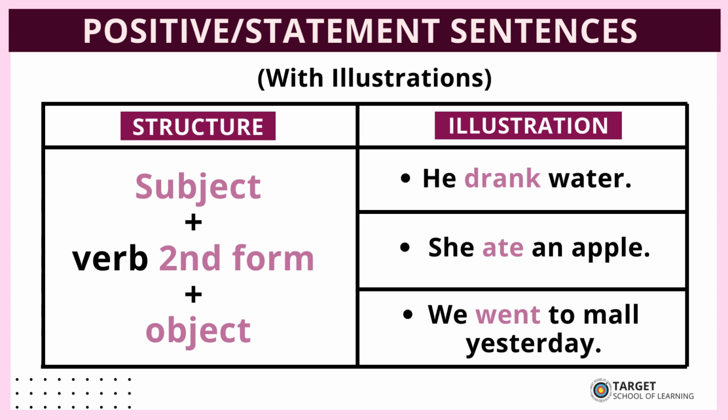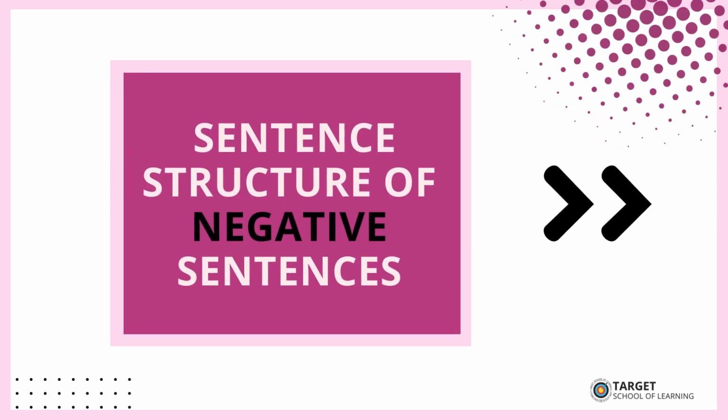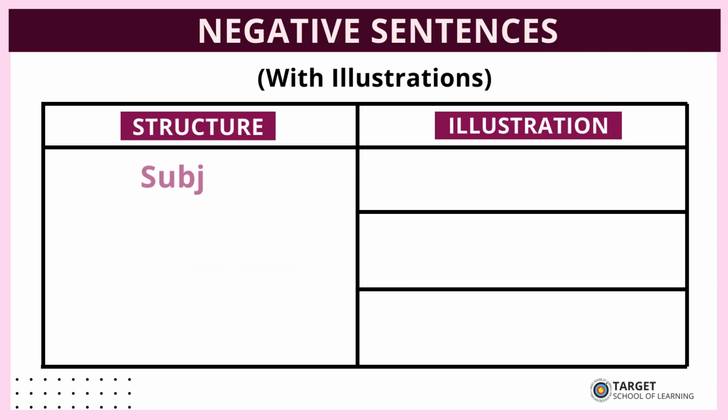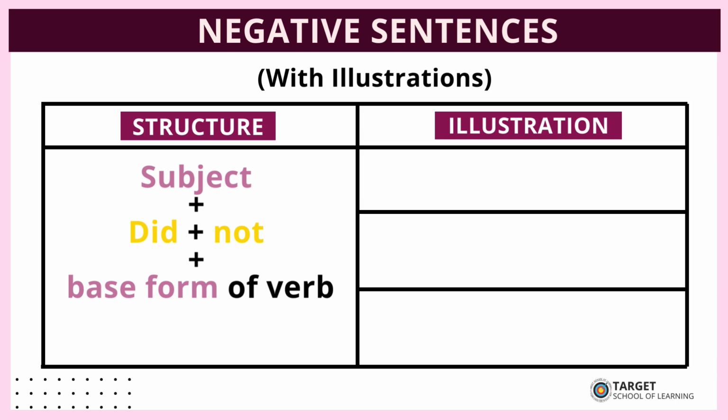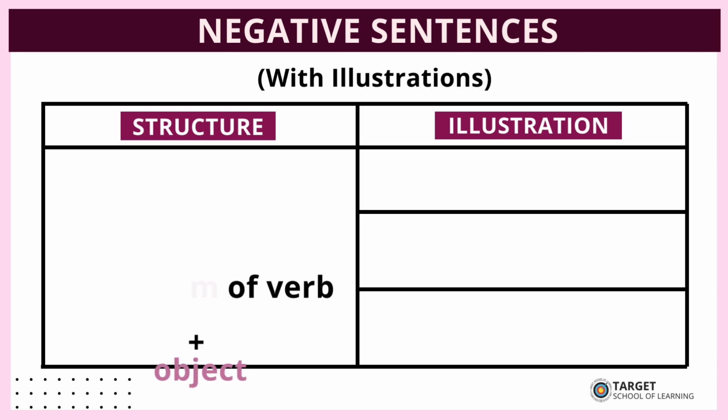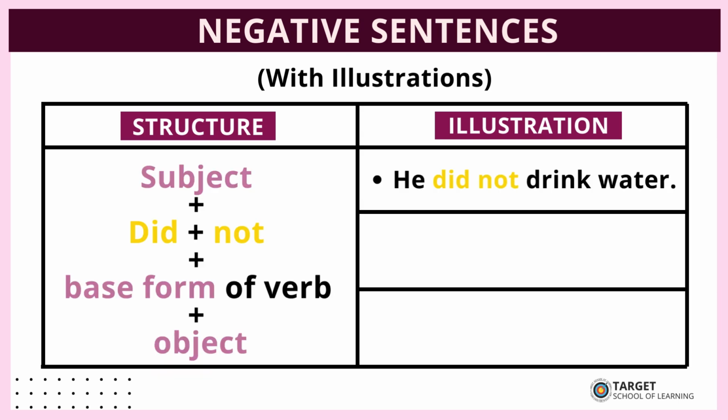Went is the second form of the verb go. Look at this sentence structure now. Negative sentences: subject followed by did plus not plus base form of the verb plus object. For instance, he did not drink water. Did is to be followed by base form of the verb. Don't use second form of the verb here.